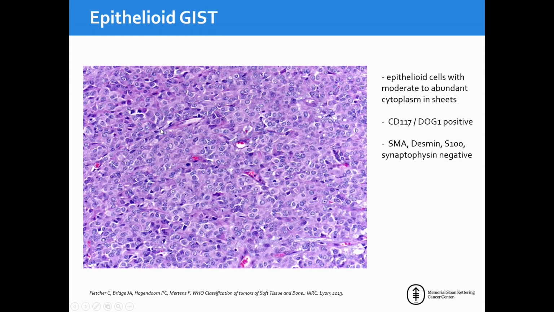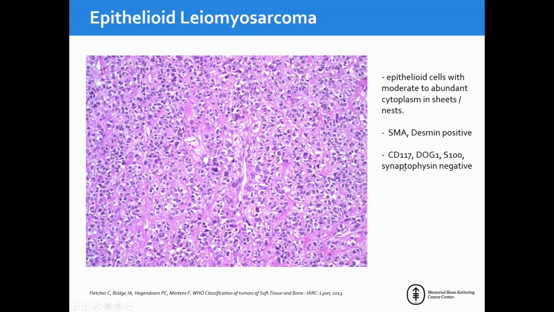Epithelioid GIST, we know, can show these very epithelioid cells in sheets. However, the cells look considerably bigger. They have a lot more cytoplasm than in our case. Usually positive for c-KIT and DOG1 most of the time, and negative for most of the other markers. Epithelioid leiomyosarcoma can also show a very distinctive epithelioid morphology, but the cells are much larger than in our case, have very distinct cell borders, and are almost always strongly positive for SMA and desmin, and usually synaptophysin and c-KIT, DOG1 negative.